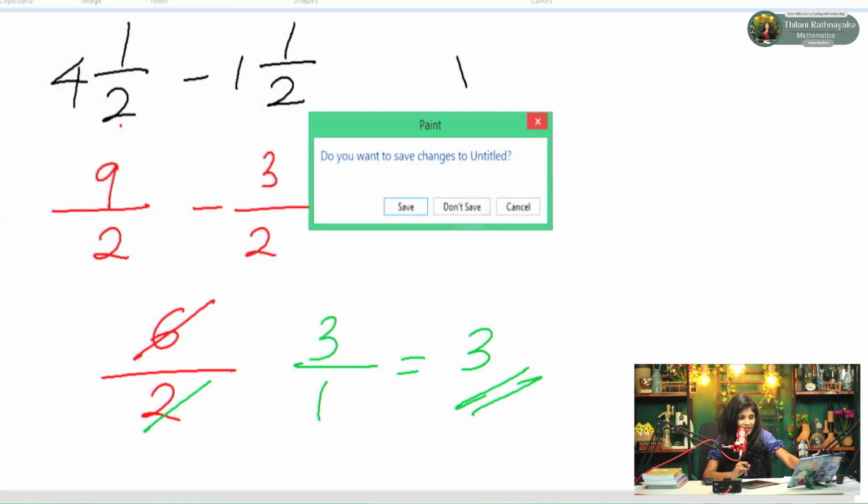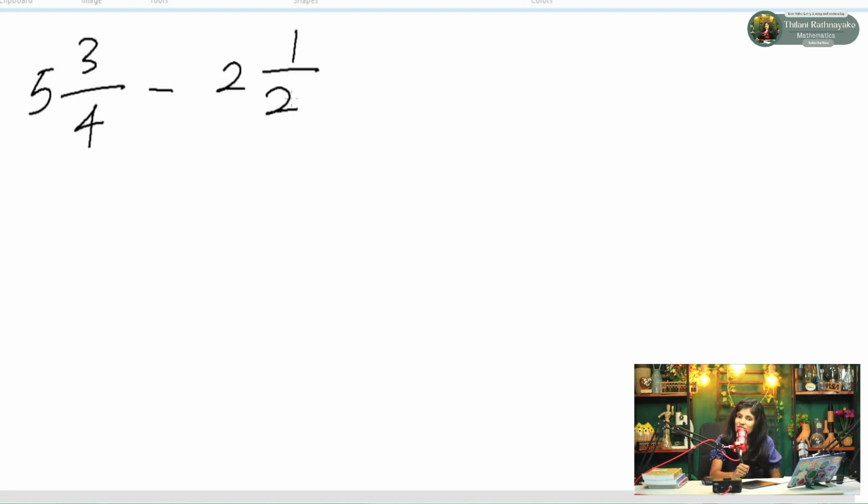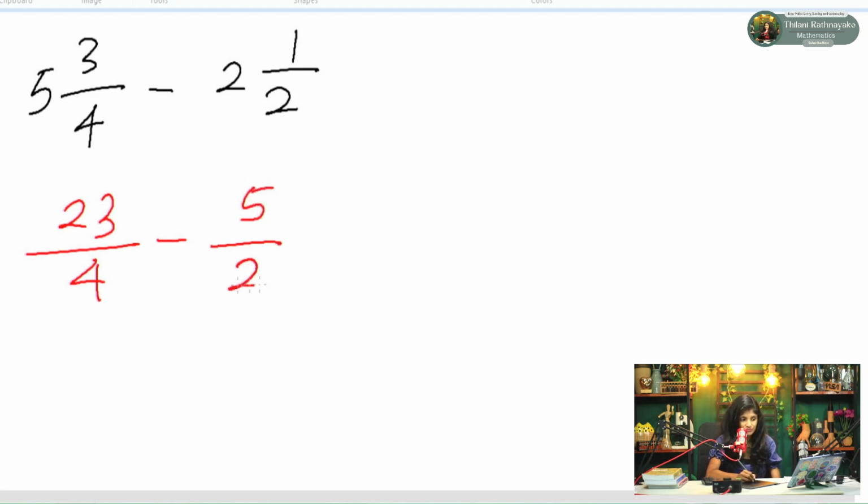Okay. So the last question I'm going to discuss under this one, that is 5 3 over 4 minus 2 1 over 2. Now in this question, you have all the things we have discussed so far. Okay. So first of all, what we have to do? We have to make this one into an improper fraction. Okay. 4 times 5 is 20. 20 plus 3, 23 over 4 minus 2 times 2 means 4. 4 plus 1, 5 over 2.